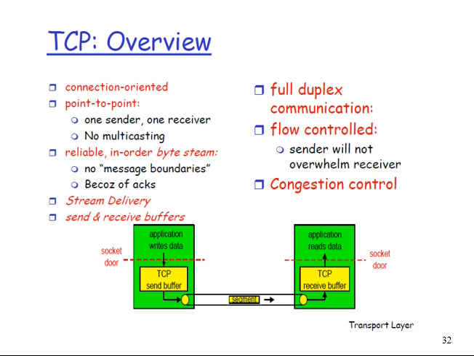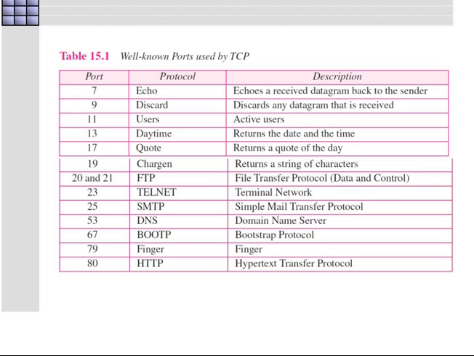Then flow controlled, sender will not overwhelm receiver. So it will not happen that the sender keeps sending the data and the receiver is not able to control the flow of the data that is coming from the sender. So it's flow controlled. Then congestion control. Congestion control is also one of the properties of TCP. We'll see how.